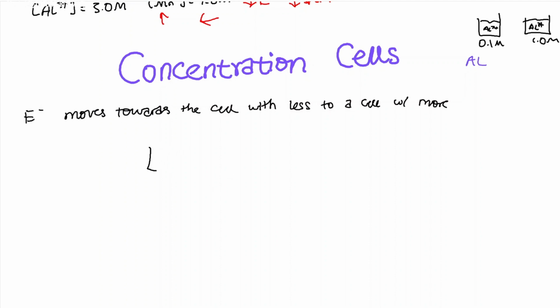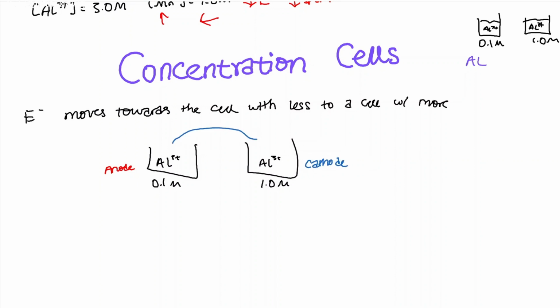So in a galvanic cell, say they both have aluminum in them, Al3+, and this is 0.1 molar, and this is 1.0 molar. This is going to be the anode on the left, since that's the side the electron is losing, and then the right hand side is going to be the cathode, and the electrons are going to transfer from the anode to the cathode.